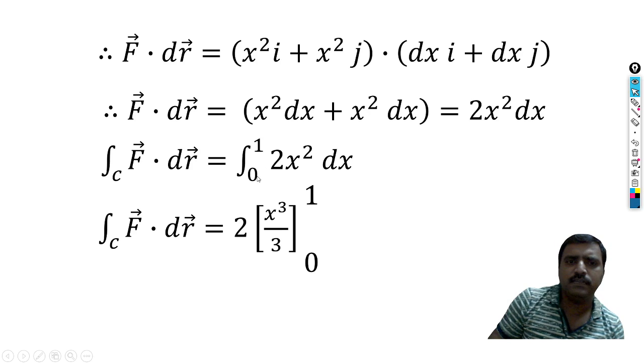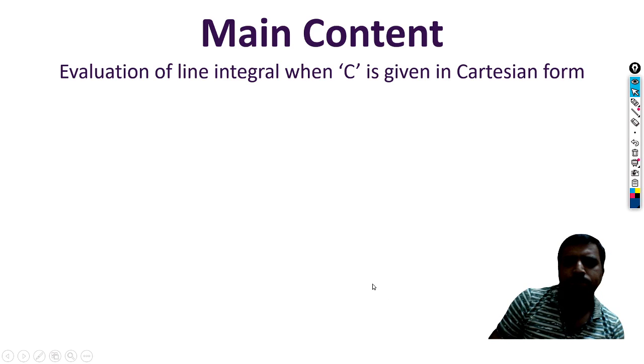The limit of integration is 0 to 1, because the points on the straight line have x from 0 to 1. So we take the integral from 0 to 1 of 2x square dx. The integration of x square is x cube by 3. Applying the limits, 2 into 1 by 3 minus 0 becomes 2 by 3. So 2 by 3 is the required value of the line integral.